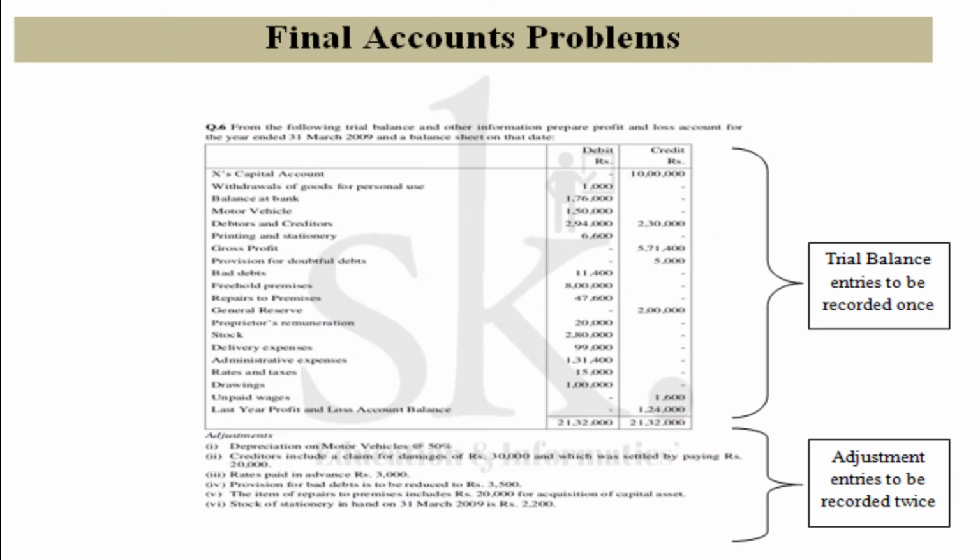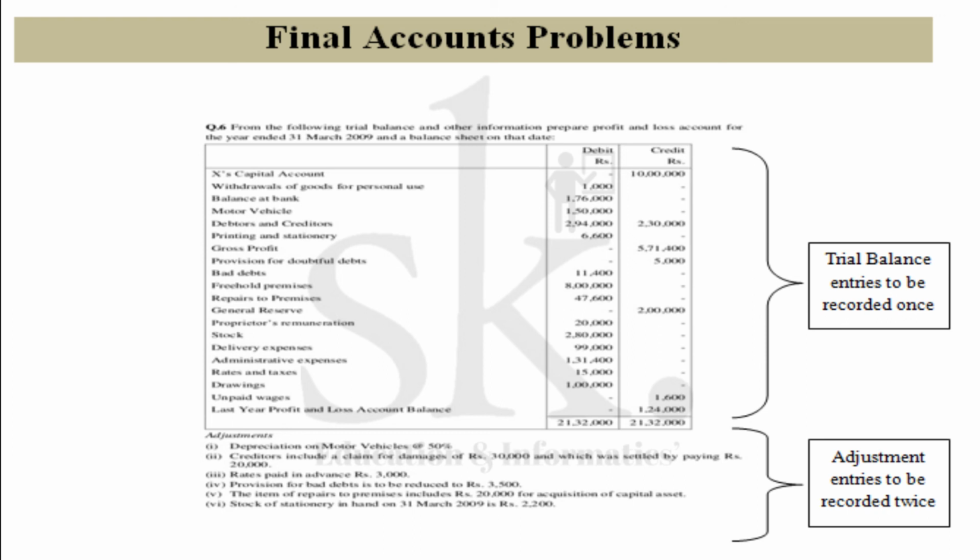So this is a typical final account problem where you can see there is a trial balance given and certain adjustments given. Now please note, the trial balance entries are to be recorded once, because we are preparing a trial balance. When we are preparing a trial balance, we have previously already prepared the journal and ledger, followed by which we have prepared a trial balance. Therefore, already one entry has been done. So therefore, you are required to make one more entry.